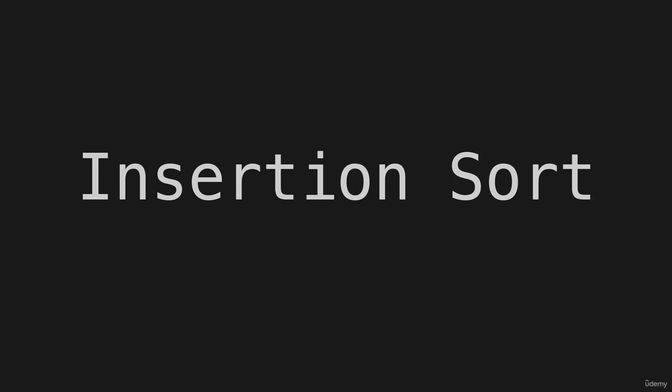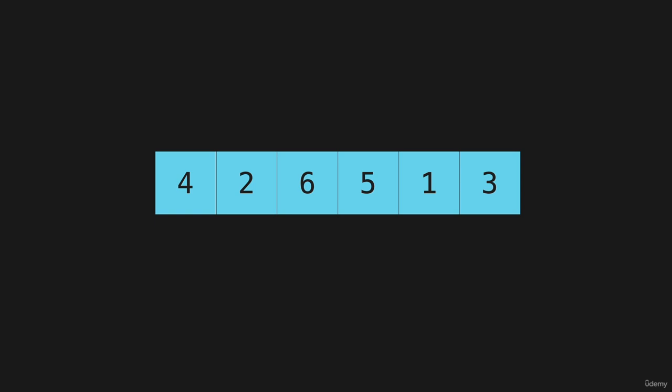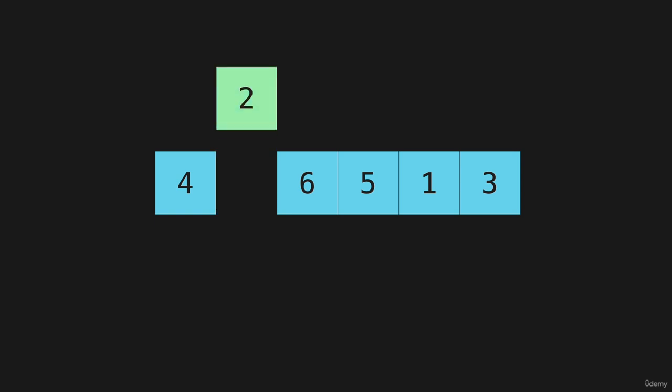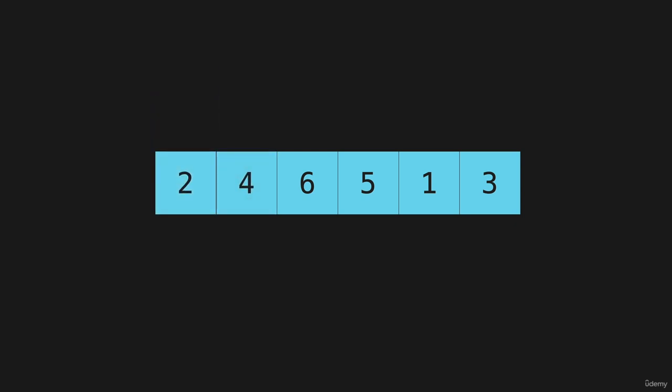Now let's look at how we do insertion sort. I'm going to bring up this list here. And with insertion sort, we always start with the second item in the list. And then what we do is we compare it to the item before it. If it's less than the item before, we're going to do this, and we'll drop that into the correct spot.